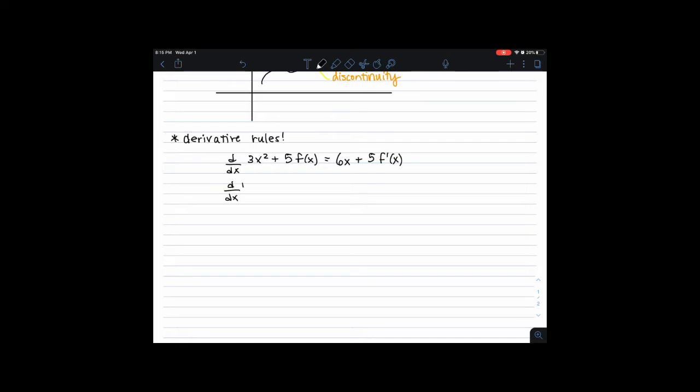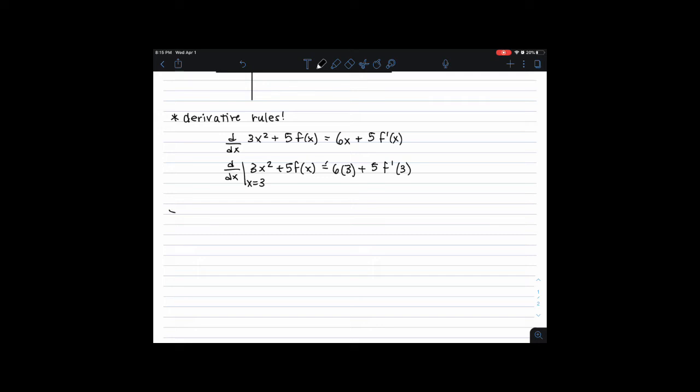If I were to evaluate this at x equals 3, 3x squared plus 5 f of x, I would get 6 times 3 plus 5 times f prime at 3. Okay?